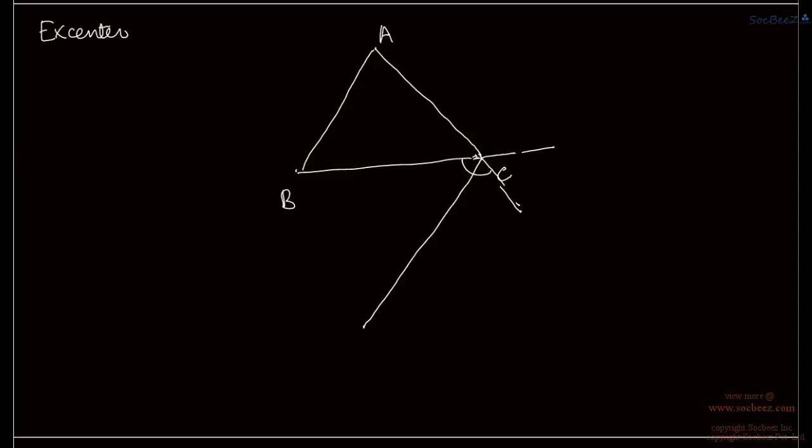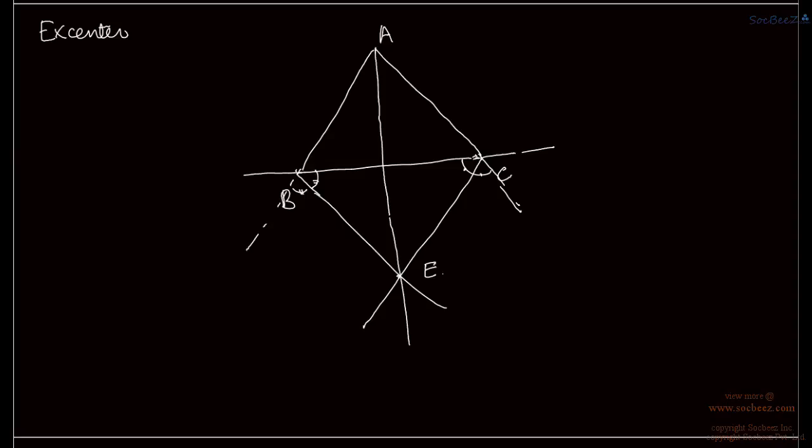So this is the external angle bisector of this triangle, and similarly here we have one more external angle bisector. This angle is equal to this angle. Similarly here also this angle is equal to this angle. And one internal angle bisector, that is opposite to this side. This is the angle bisector of this angle A. So this point is the Excenter.